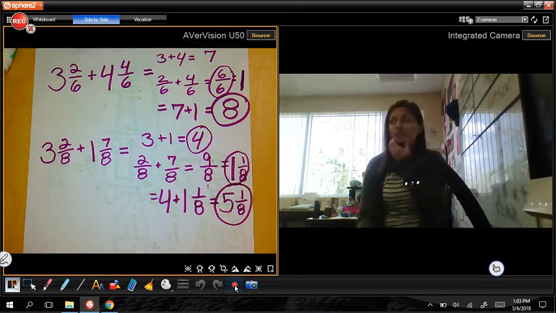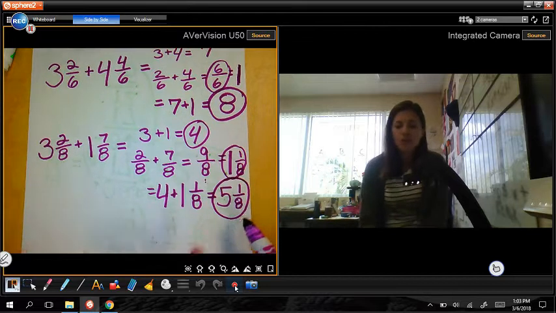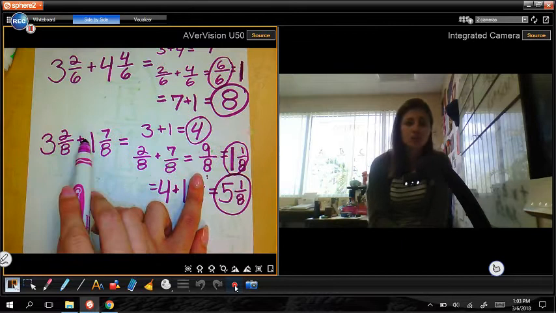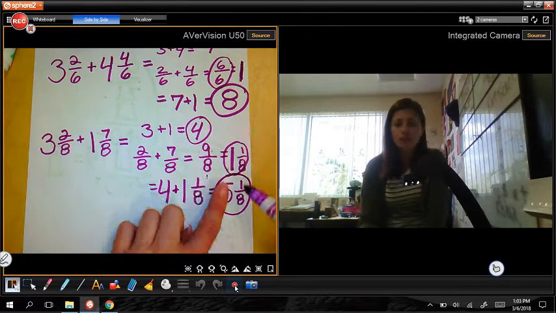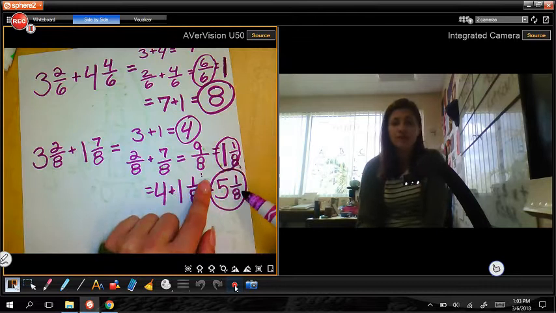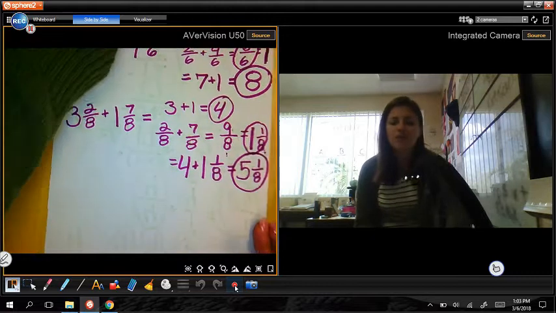5 and 1/8. Does everyone understand that so far? Good. So if you end up with an improper fraction once you have added your individual fractions, then please convert it to a mixed number so you know how many wholes you have and how many leftover fractions you're working with. So let's do one more example of that before I give you another one.